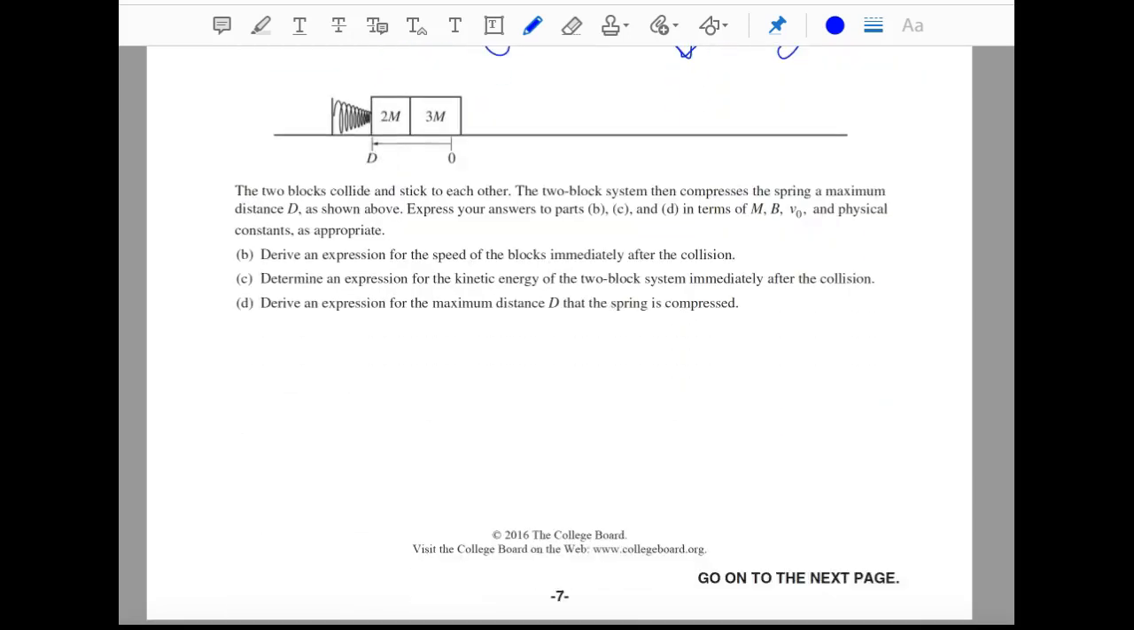For the next part, it says the two blocks collide and stick to each other. Right off the bat, I would just write inelastic, and at this point, you probably should also write K initial is not equal to K final, because you don't conserve energy here, but you will conserve momentum. So that's an important point. Derive an expression for the speed of the blocks after the collision. So we can't do this with energy, but we can do it with momentum.